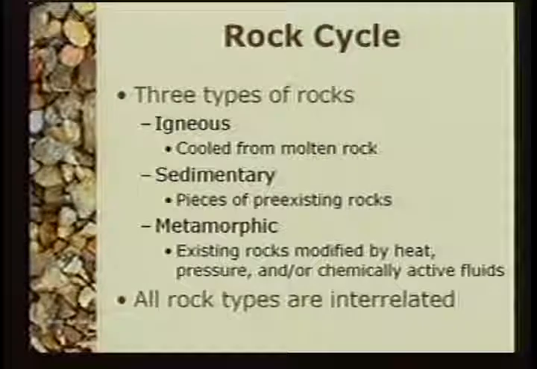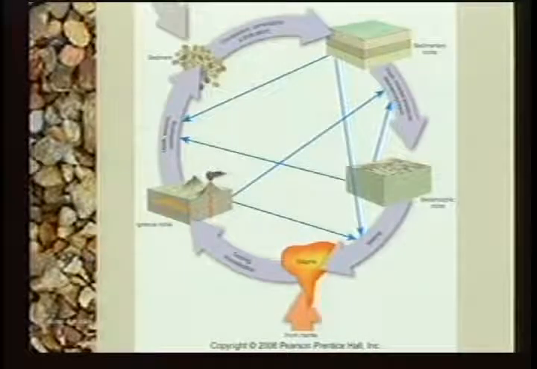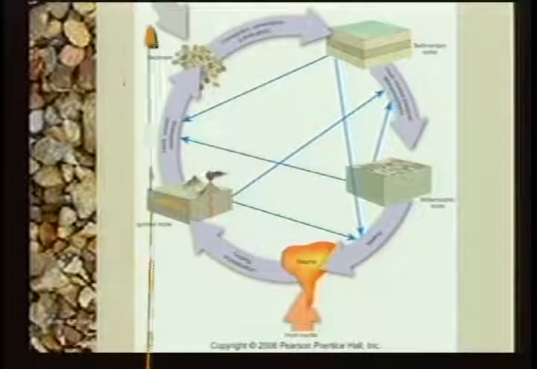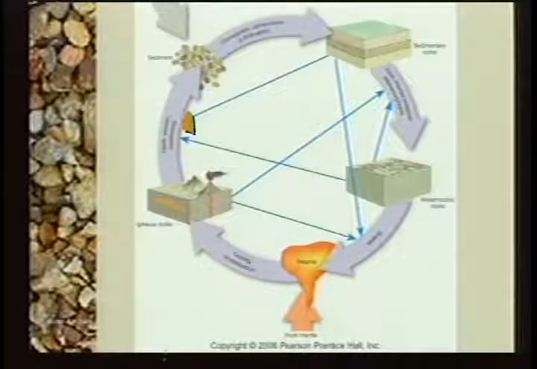Now, all the rock types are interrelated. Here we have a diagram of the rock cycle. This is one of many. We see that we have some sediment here that is produced by weathering. There are different types of weathering processes, and those will be discussed in a little bit of detail in the sedimentary rock section of the lab DVD.